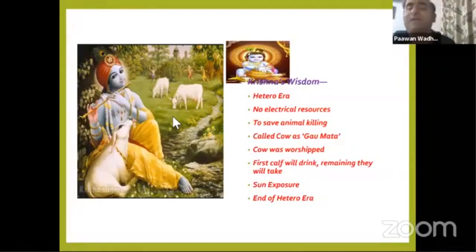So what Krishna thought is something we have to understand. Krishna's wisdom. Remember, at the time of Mahabharata, when there was Dwapar Yuga, it was the hetero era. Hetero era means there was no electricity, no means of communication, and motor vehicles were not there.